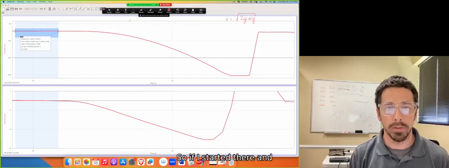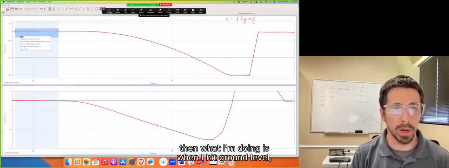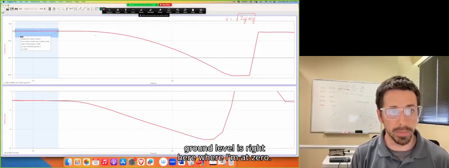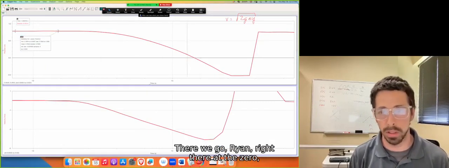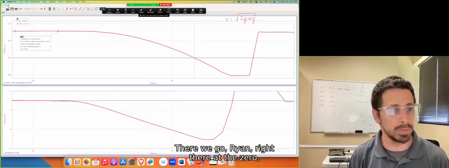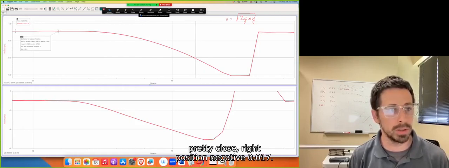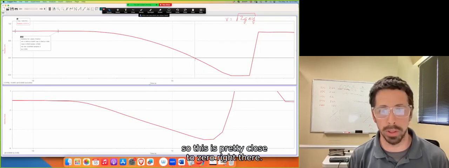So I started there, and then when I hit ground level, my ground level is right here where I'm at 0. Come on now, examine. There we go, I'm right there at the 0. Pretty close, right? Position -0.017. Go over a little bit, 0.13. So this is pretty close to 0 right there.